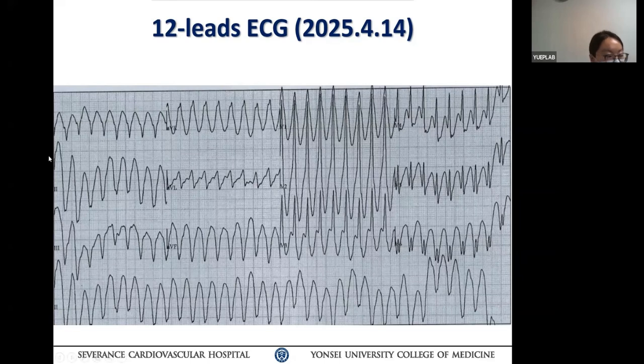Transitional zone is V3, V5. I think that is what's called wide complex tachycardia with VT, and from my perspective, maybe the origin side is left.